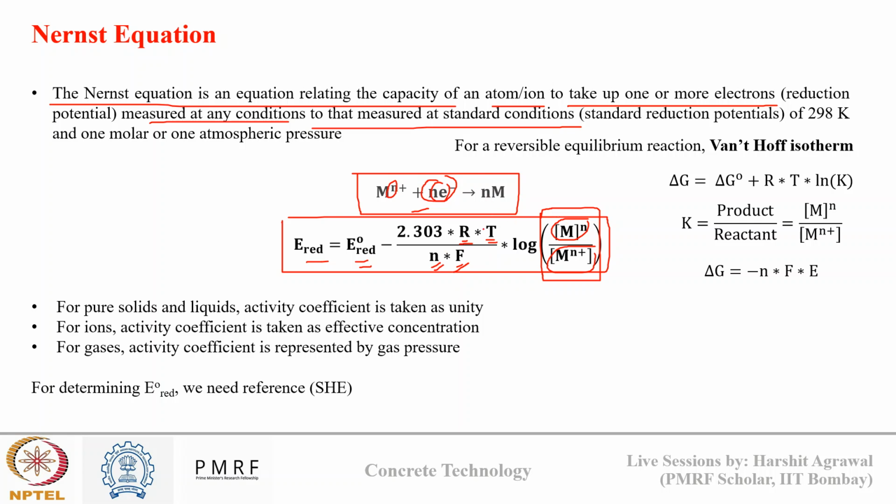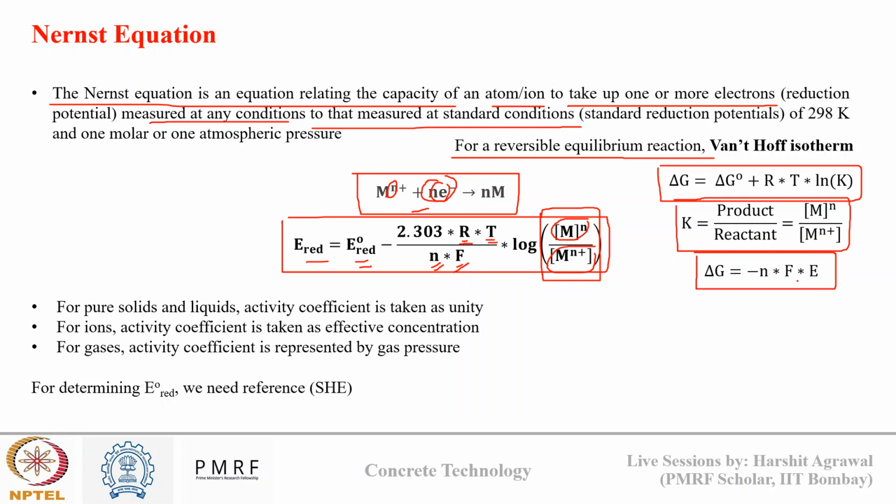Now, how did this equation come about? You can see this equation came from a reversible equilibrium reaction. Corrosion initially is an equilibrium reaction, so we can write the Gibbs free energy of the system like this: delta G is equal to delta G naught plus RT ln K. K is the reaction coefficient, product upon reactant, and delta G is also related to minus NFE. When we put these two equations together, we get the final relation.